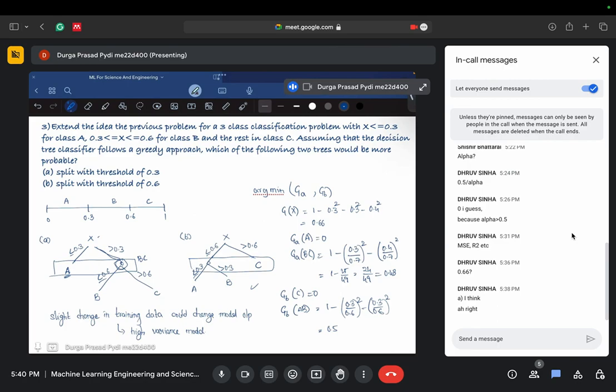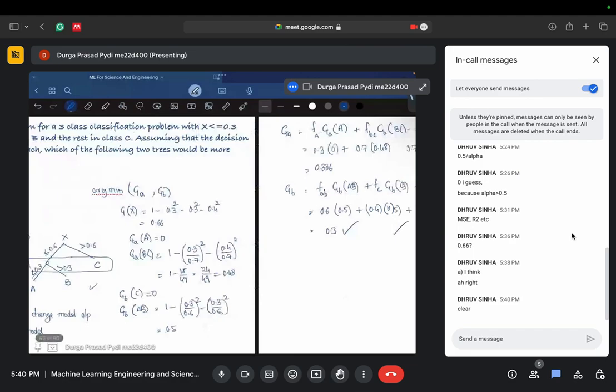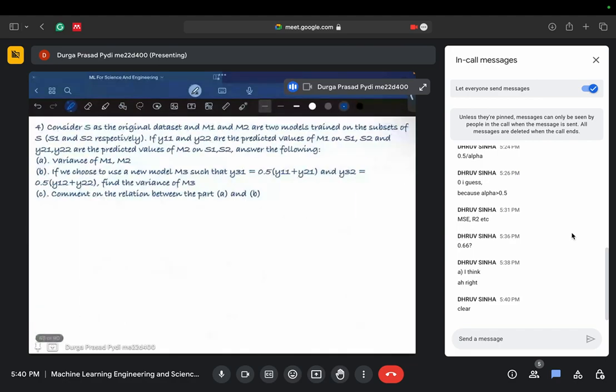Are there any questions, or is this clear? Clear. Okay. So this is with the decision trees. Now let's go back to boosting.